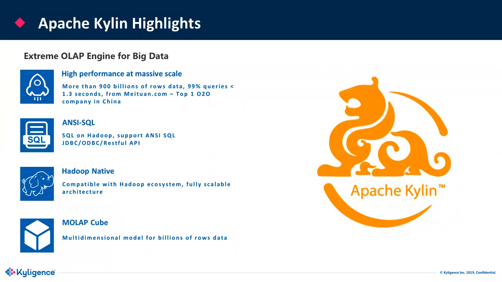Kylin supports multiple query interfaces with ANSI SQL to interact with various kinds of applications. Kylin is a native Hadoop application that is compatible with the ecosystem and fully scalable. By the way, for your information, the word Kylin is the name of a mythical creature. It is named following the Hadoop naming convention.